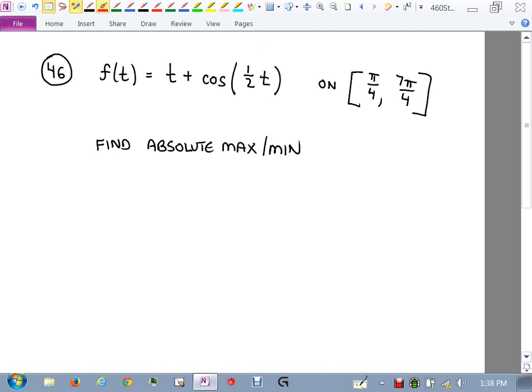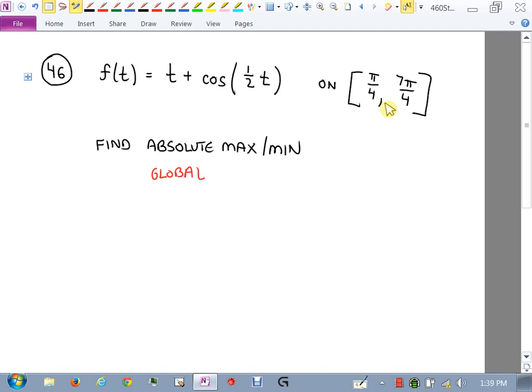Now, who asked me about that global thing the other day? If you ever see the word global instead of absolute, max, min, they mean the same thing. Some books use global, some use absolute. They mean the exact same thing. So when you're asked to find the maximum and minimum values of a function, and you're given a closed interval, then we're going to use the closed interval method, which the first step is basically to make sure you're on a closed interval, but then you find the critical numbers.